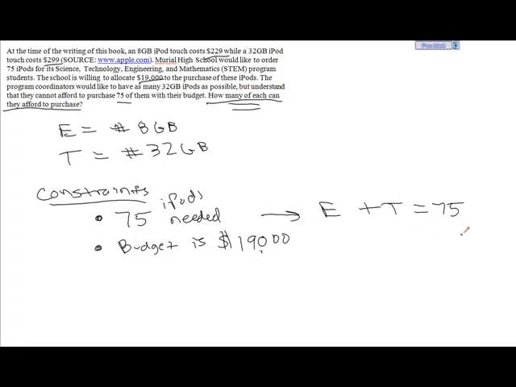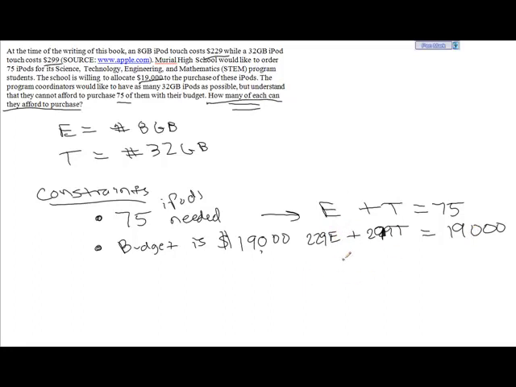Budget is $19,000. So depending on how many T's I purchase, the 32 gigs, they're each going to cost me $229. So my total cost for the 32 gig iPods is going to be $229 per iPod times the number of iPods. The 8 gigabyte iPods each cost $229. Oh, excuse me, this should be $299. These are going to be $229 times the number that I get. So here are my constraints.